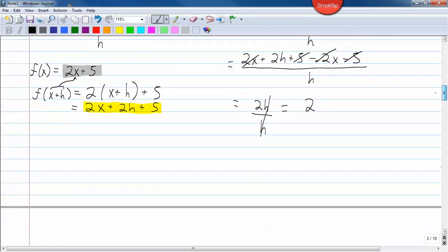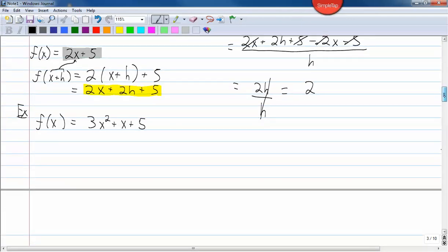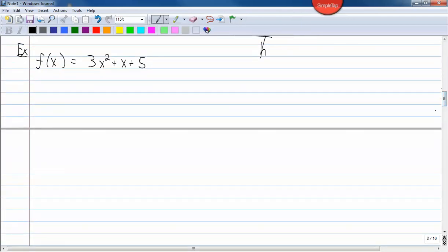Let's look at a little tougher function. Let's say that I had f of x equals 3x squared plus x plus 5. Okay? And I wanted to evaluate that in the difference quotient. I'm going to write down the formula one more time. It's f of x plus h minus f of x all over h. Okay?